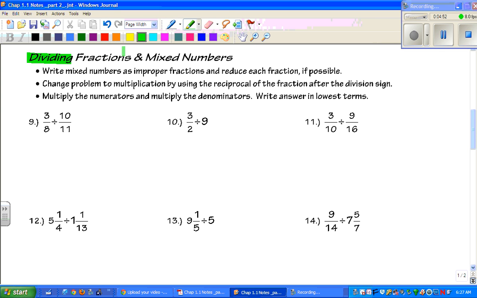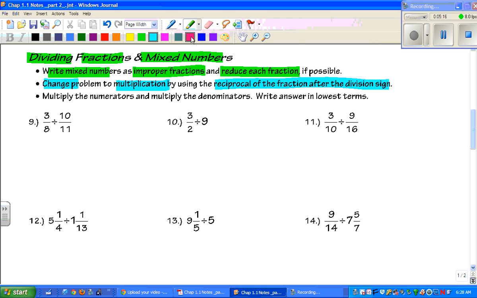Next, we're going to talk about dividing fractions and mixed numbers. The first couple steps are the same thing. Rewrite the mixed number as an improper fraction and reduce. Here is the new part. You're going to change the problem to multiplication by using the reciprocal of the fraction. And the word reciprocal, what you're going to be doing is flipping the fraction after the division sign. And then the rest of that, multiply, just like we did.